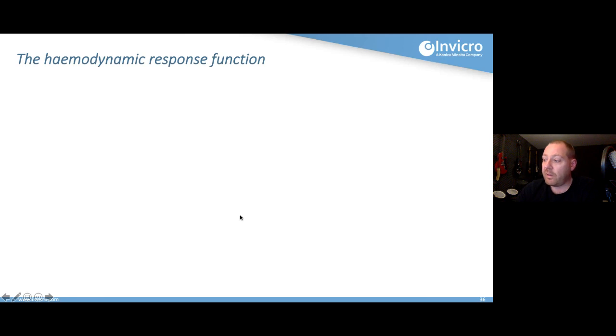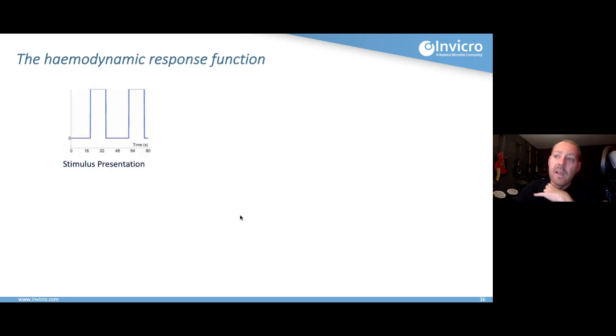Another aspect of the analysis that we need to know about before we dig into it is the hemodynamic response function. So I mentioned this earlier. You can represent your design, if it's a simple block design, by what's called a boxcar function. So the high bits are your stimulus and the low bits are your off periods. And then you have what's called a canonical model of the HRF.